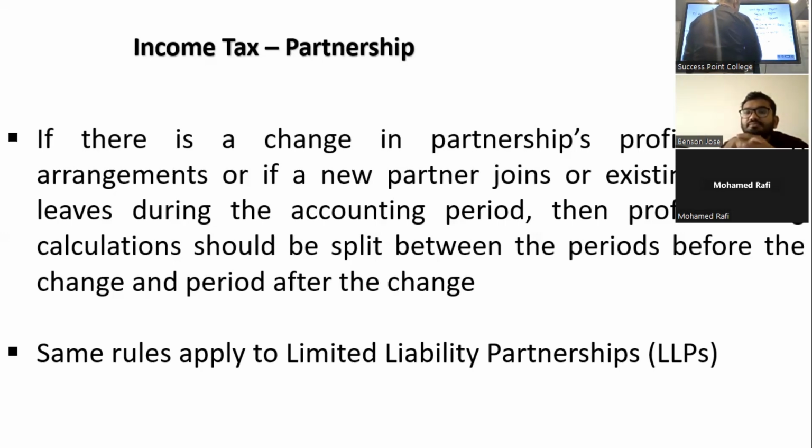On 31st March 21, the profit sharing ratio changed, as we have three partners now, A, B, and D: A 20%, B 40%, and D 40%. So now these are almost three different questions. We will calculate the profits of each tax year.